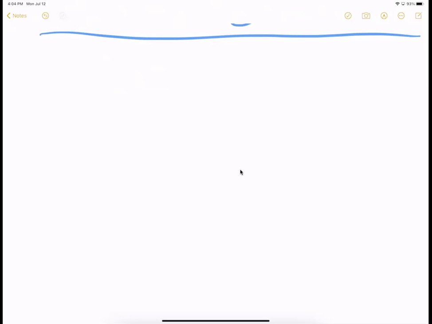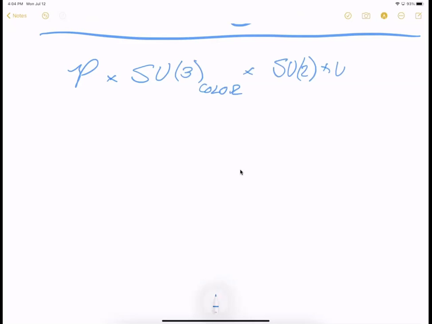But let's actually restart at the beginning. This is the end of the last recording, but what we did was to take the direct product of all the relevant groups. So we know we're going to want SU3, and that's SU3 color. And then SU2 cross U1, and that's the symmetry of the electroweak.